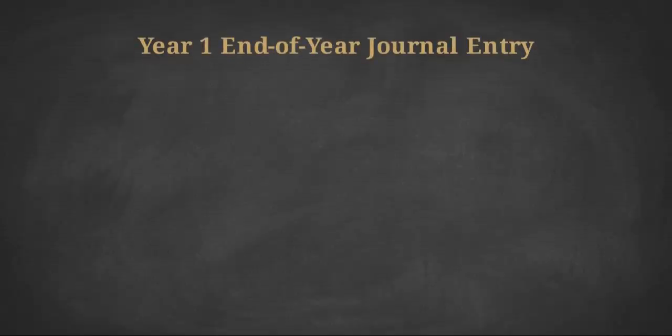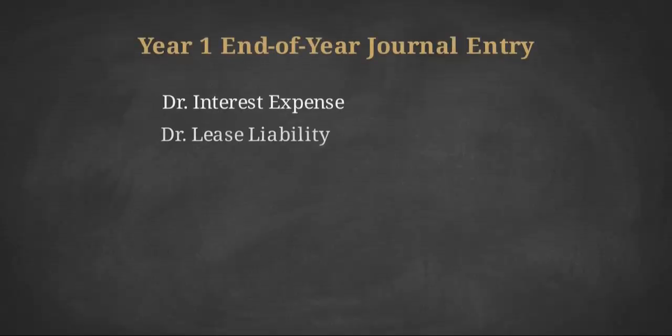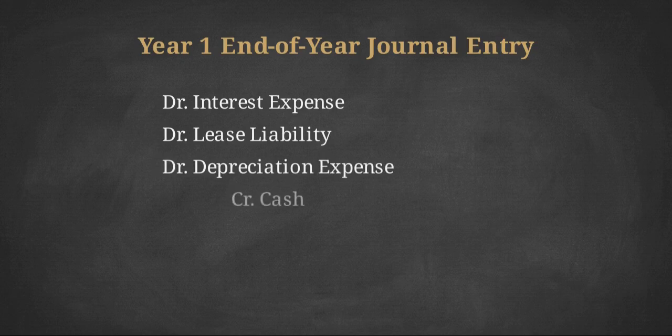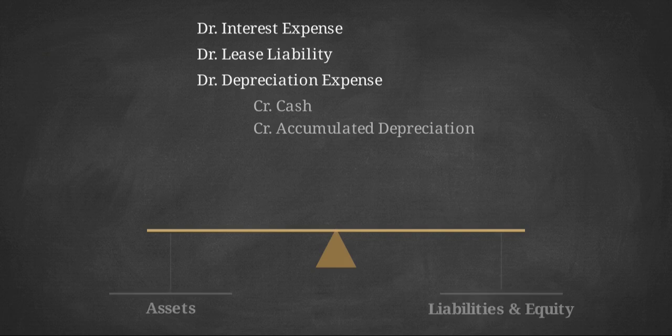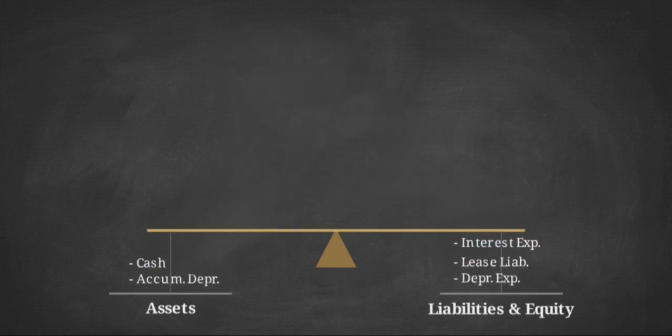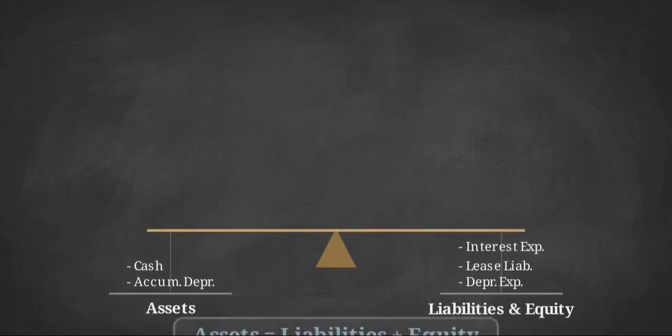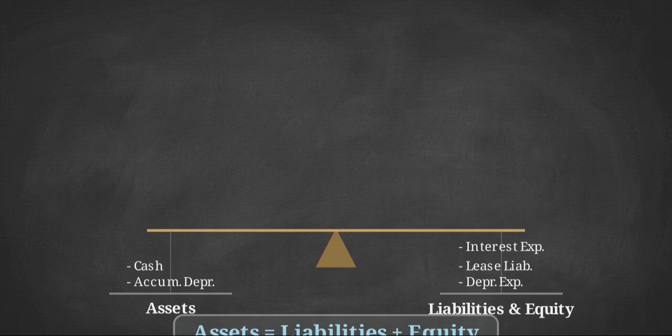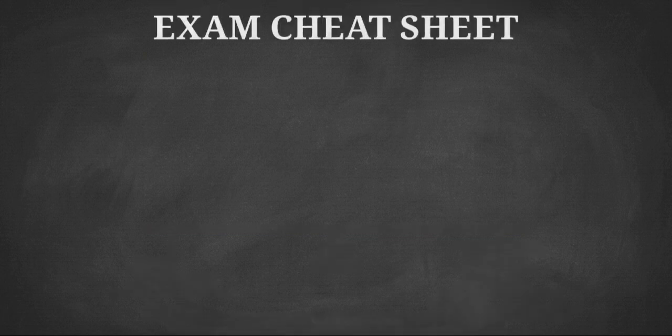For the year 1 end-of-year journal entry, we capture all calculations at once, debiting interest expense, lease liability, and depreciation expense, and crediting cash and accumulated depreciation. These simultaneous entries reduce the asset and liability carrying amounts, ensuring the balance sheet remains in perfect equilibrium.